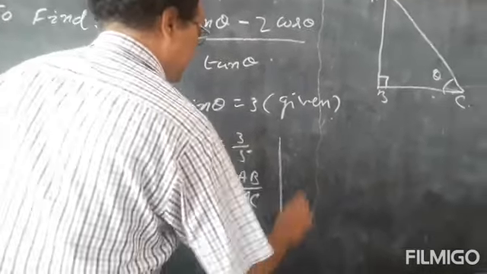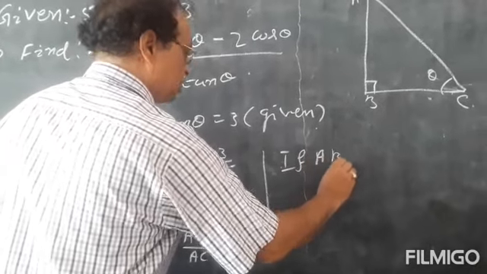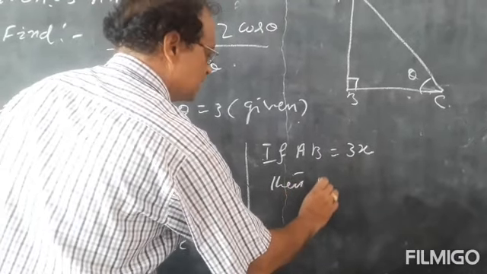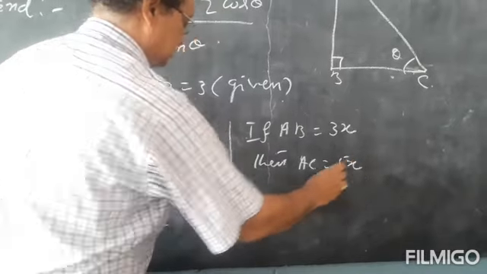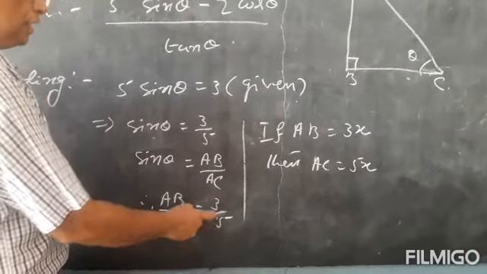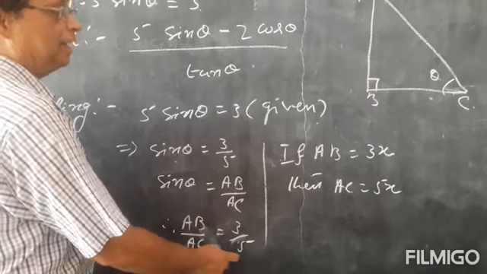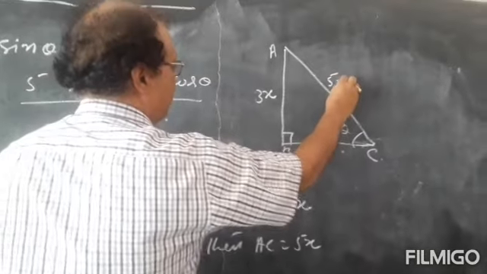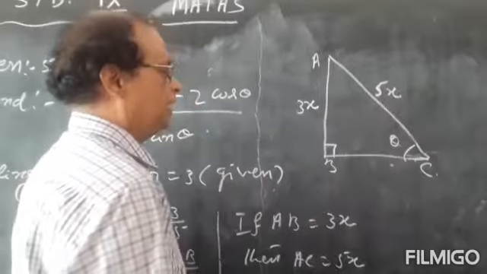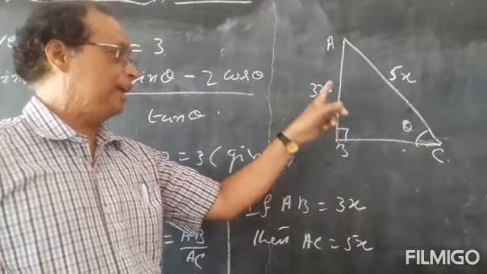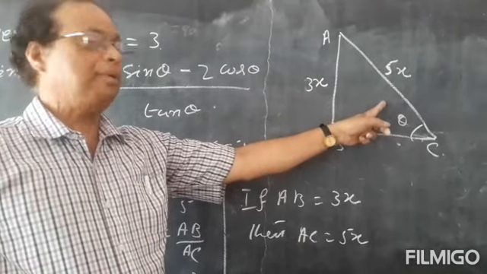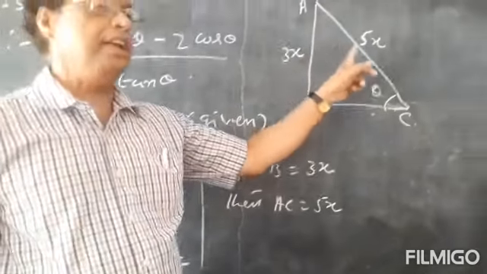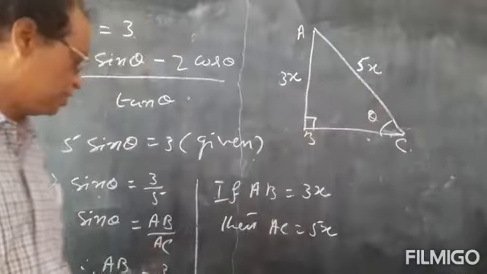So I can take here, if AB is equal to 3x, then AC is equal to 5x. AB by AC is 3 by 5. So if AB is 3x, AC will be 5x. AB is 3x or 3k, isn't it? AC is 5x or 5k. You need to take a proportionality constant x or k. You cannot take 3 and 5. In some books it is taken as 3 and 5. AB by AC is 3 by 5, so this is 3, this is 5. That is wrong. The ratio is 3 by 5.